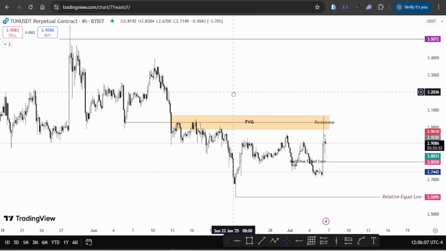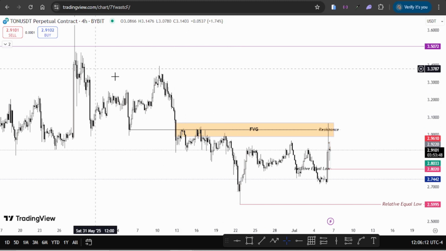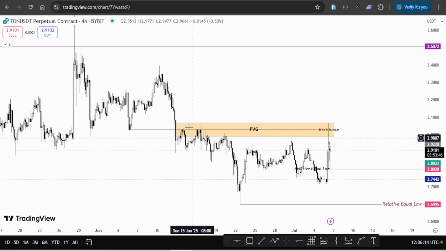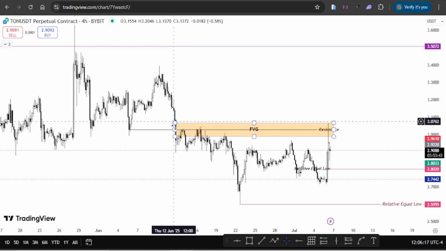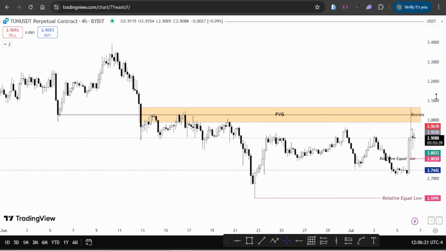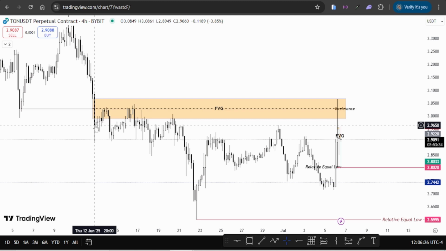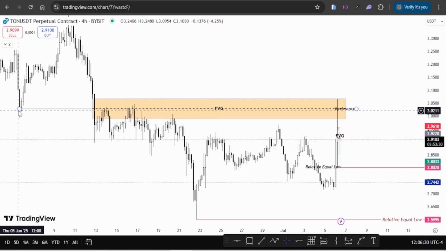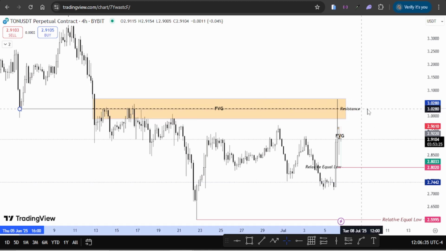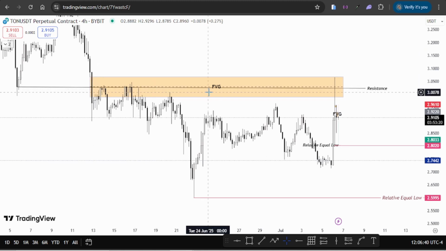So right here I noticed quickly that the price has been in a downtrend, and this fair value gap caught my eyes. Let me zoom in a little bit. Yes, this fair value gap caught my eyes, so I quickly labeled this break of structure right here as my resistance level. That is why you have this line here, and I marked out this fair value gap.